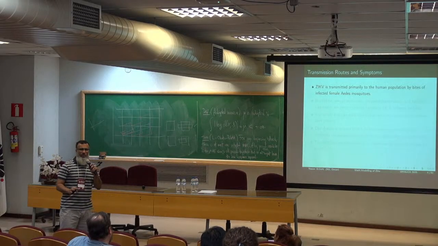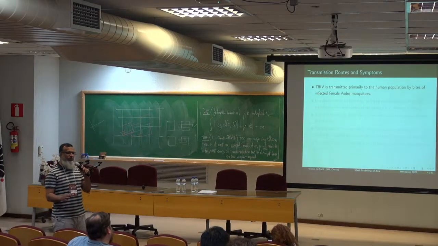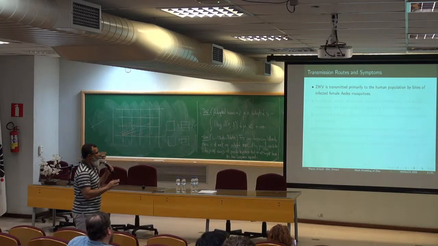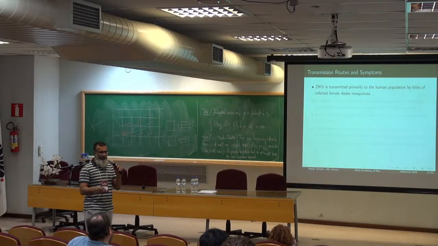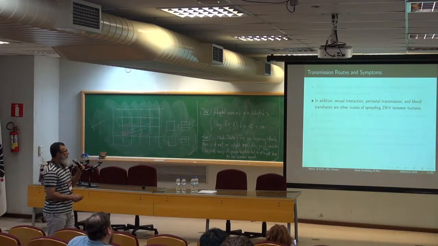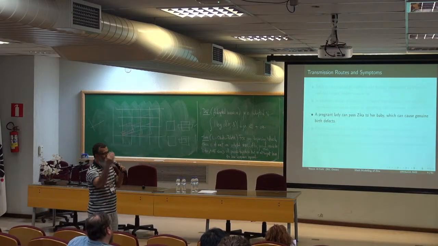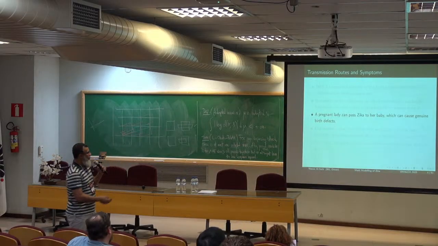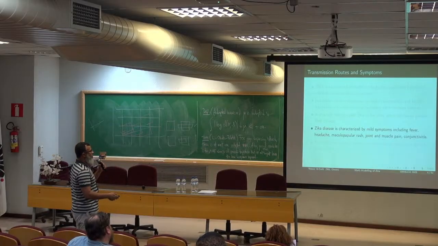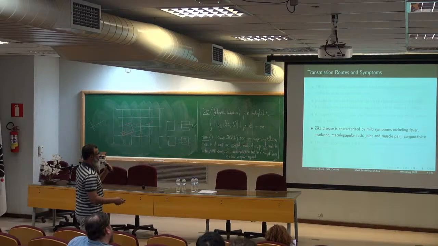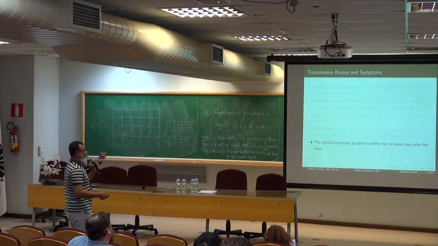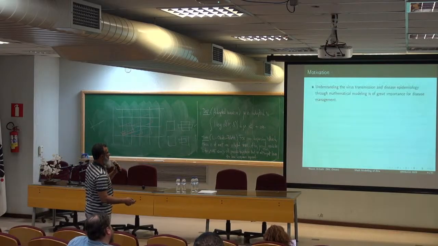To model any epidemic disease, it's very crucial and important to know the transmission routes. In Zika, the main transmission route is through the bites of mosquitoes, but there is also direct human-to-human transmission, and also what we call vertical transmission from a mother to her child during pregnancy. Symptoms are mild, and usually last 2 to 7 days after the bite.